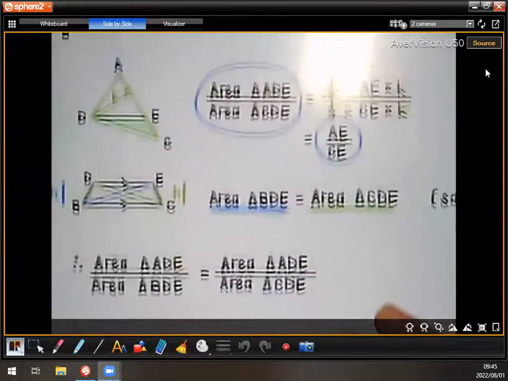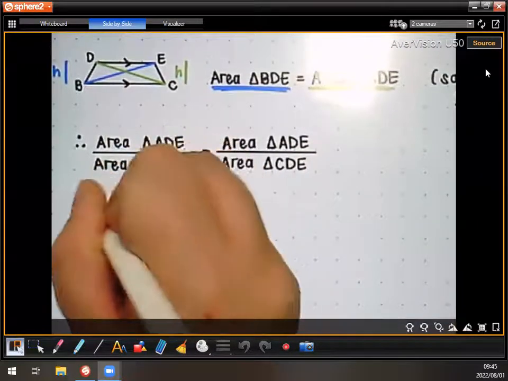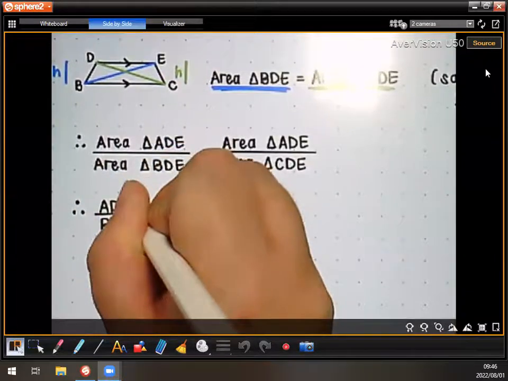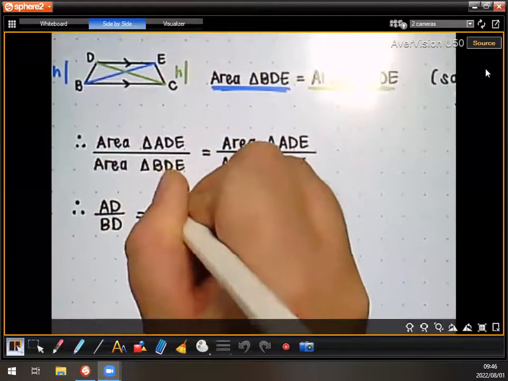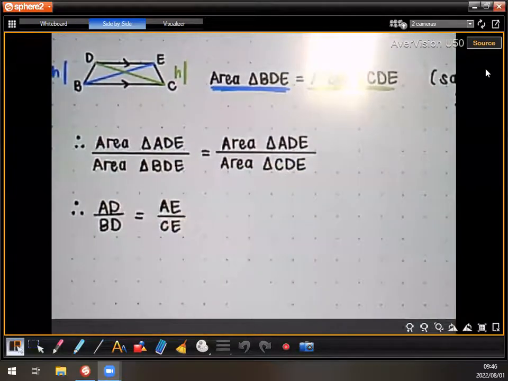equal to each other. So now we're going to say, therefore, AD over BD is equal to AE over CE. That is the proof.